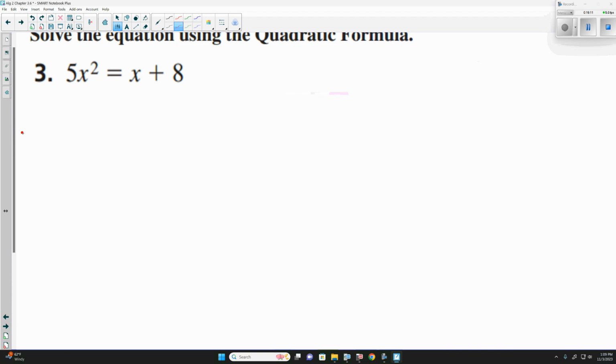Which one do we like better, completing the square or quadratic formula? Yeah, normally that's the way it goes. We need to get this equal to, so what do we need to do? We just need to move it over. We just need to get this equal to 0. Completing the square, we would need the a value to be 1. But with the quadratic formula, we just need it equal to 0.